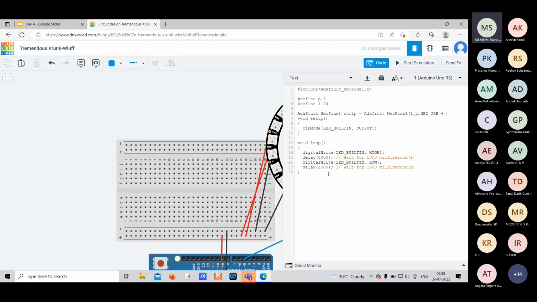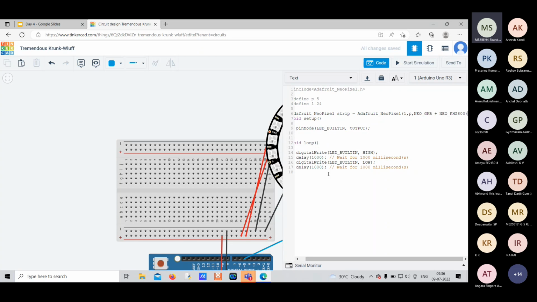And I'll be adding NEO_KHZ800, which is basically the rate at which the change in color has to occur. It has to occur at 800 kilohertz, or it can be 400 kilohertz, which are again two fixed things in Tinkercad and the Adafruit. So they are characteristic values again. You can't change them. So in the setup, as we discussed during the functions, we need to define strip.begin function, which doesn't take any input in it.